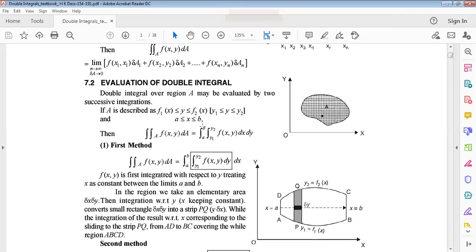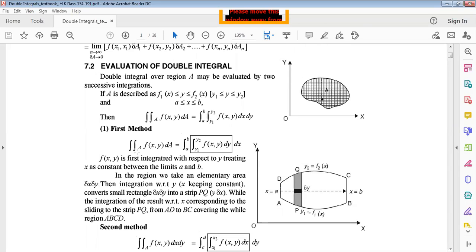The first integration will be from a to b, that means the x limit, and the second integral will be the y limits, y1 to y2. Then this will give the whole area. This is the first method. Actually, this will be the formula we have to use in examples. The first method is: the double integration over the region A of f(x,y) dA equals the integral from a to b, and first of all we have to evaluate this integration.